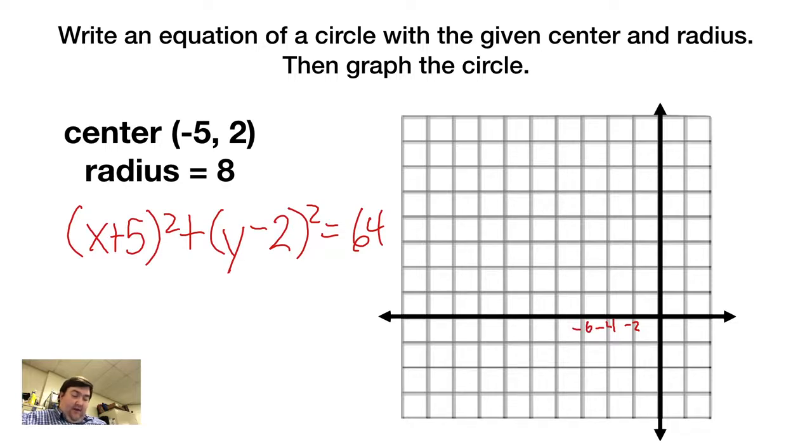So if I'm going to (-5, 2), I'd start out here. That's my center at (-5, 2). Then, because the radius is 8 but each line is worth 2, I'm only going to go 4 lines across. So 1, 2, 3, 4. It ends up being about halfway between the first and second line would be our 3 value in this case.